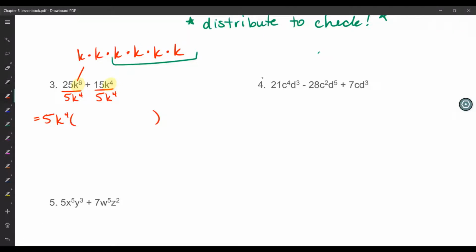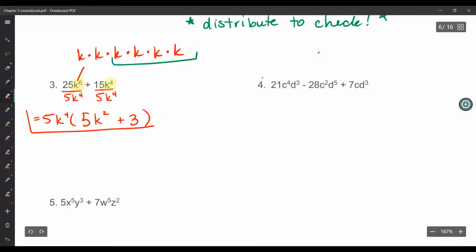Clayton? Two. Yeah, so when I take out 4 of those 6k's, I'm left with 2 of them. And then I can do 25 divided by 5, and that will give us 5. Okay, and then similarly, we'll do 15 divided by 5, which is 3. And if I have 4k's and I take out 4 of them, I don't have any k's left. So I'm just going to end that one at 3. So that will be our solution.